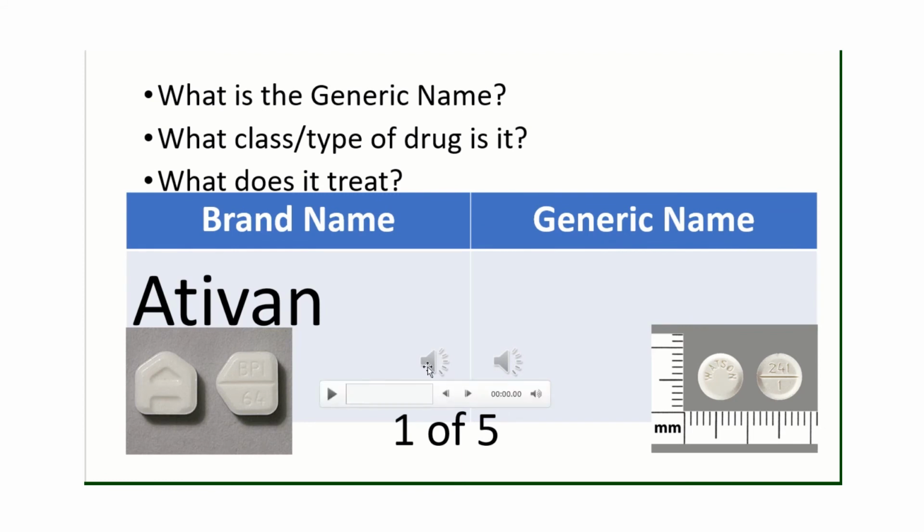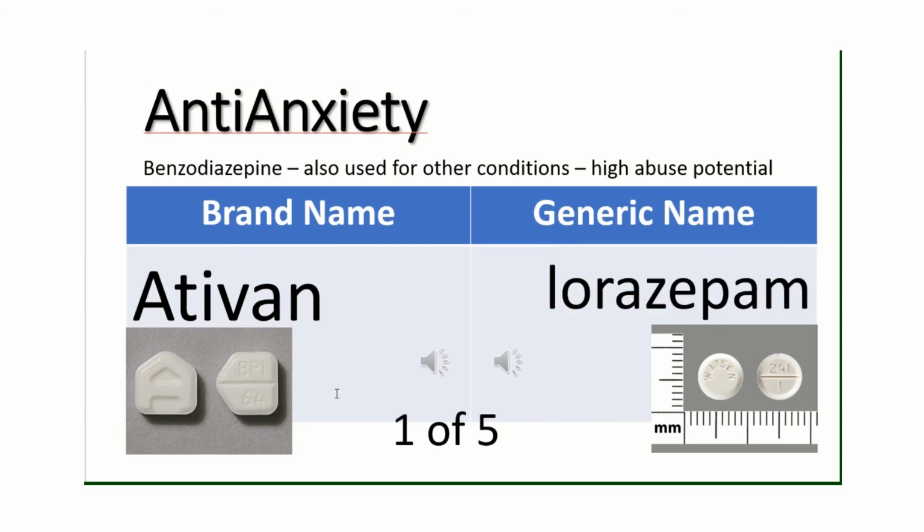What is the generic name for Ativan? What type of drug is Ativan? What does Ativan treat? The generic name for Ativan is lorazepam. Ativan and lorazepam are benzodiazepines, which are also used for other conditions and have a high abuse potential. Their use is anti-anxiety. Ativan and lorazepam.